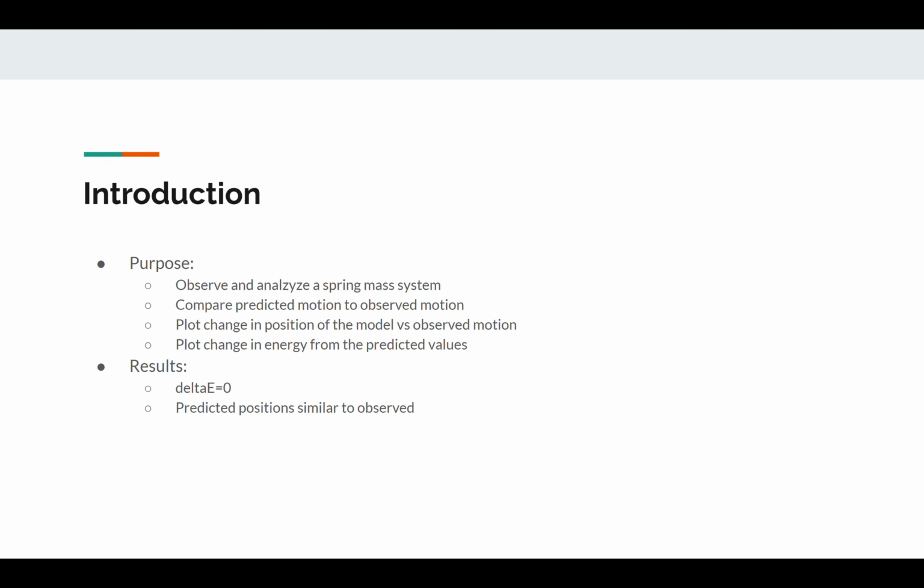So here's my introduction. Purpose: we're going to observe and analyze the spring mass system, compare that motion to an observed motion, and predict the motion to the observed motion. We're going to plot the change in position versus the observed motion, and plot the change in energy from the predicted values. We should get the results that delta E equals 0, and the predicted positions should be similar to the observed.